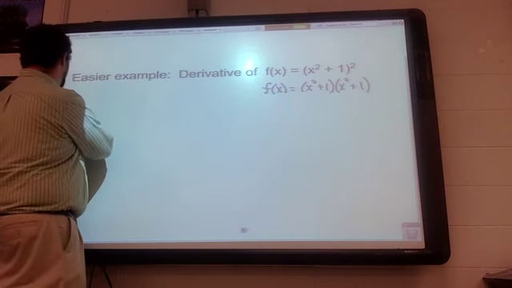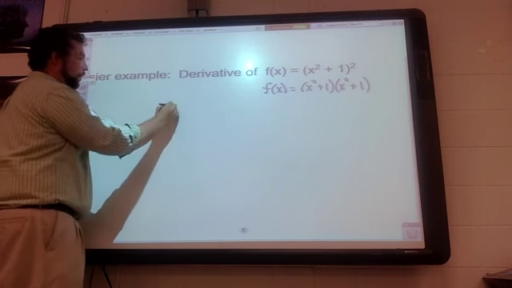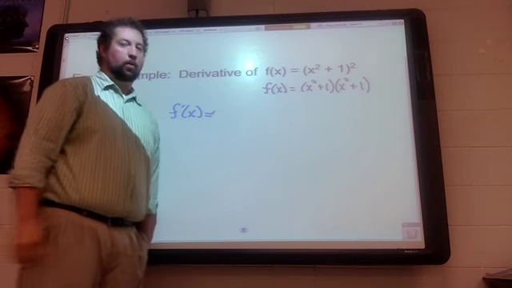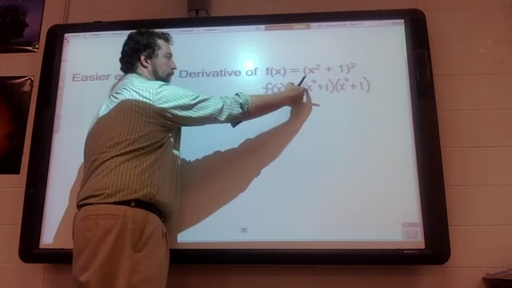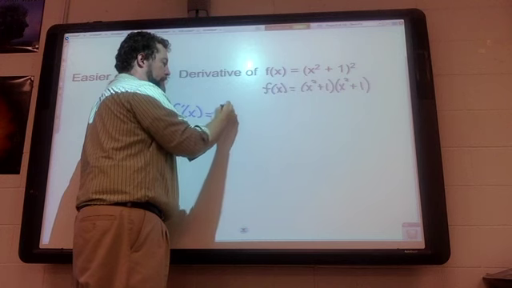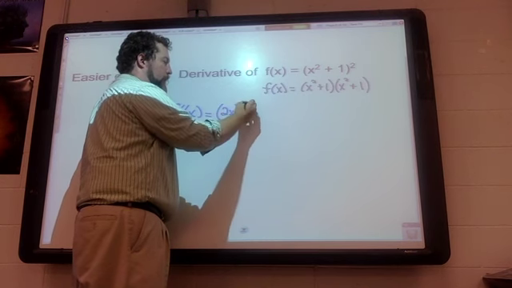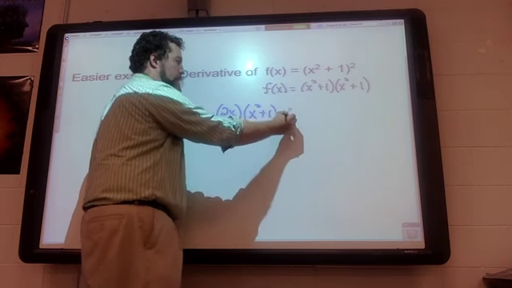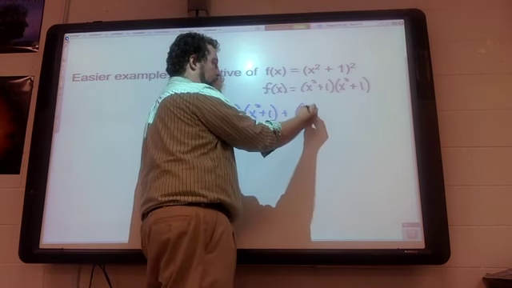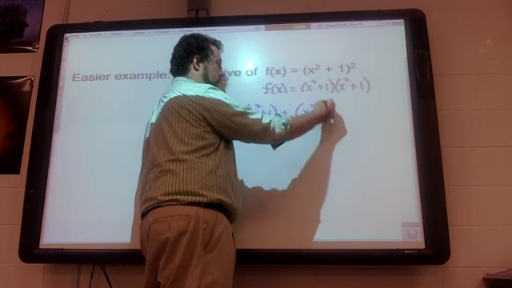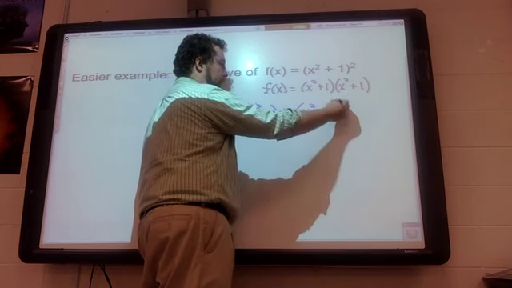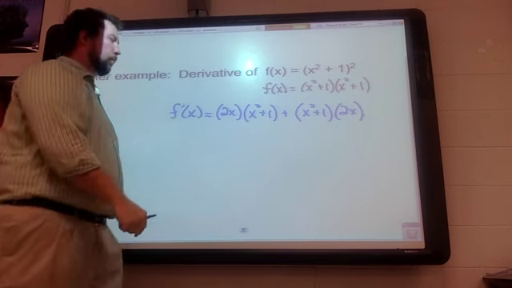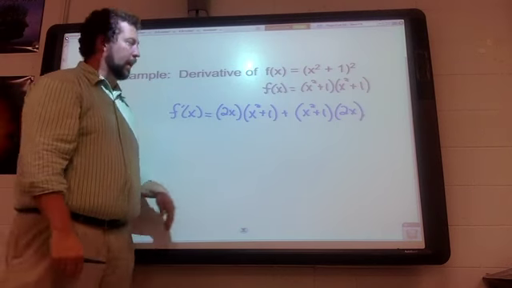Alright, so when I take the derivative using the product rule, okay, if you remember the product rule, you take the derivative of the first. So the derivative of x squared plus 1 is 2x times the second one left alone, x squared plus 1, plus, leave the first one alone, x squared plus 1, times the derivative of the second, which is, again, what? 2x.